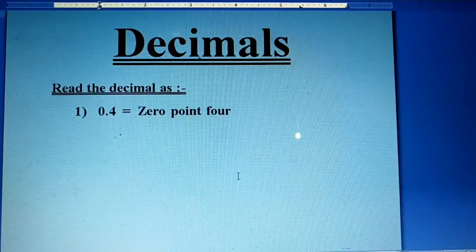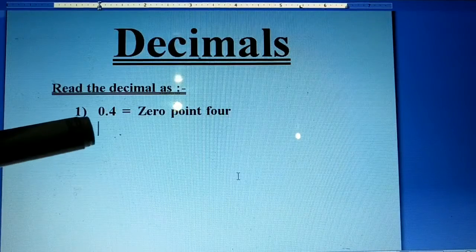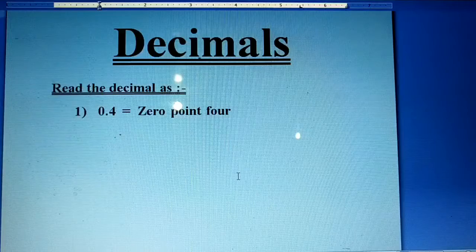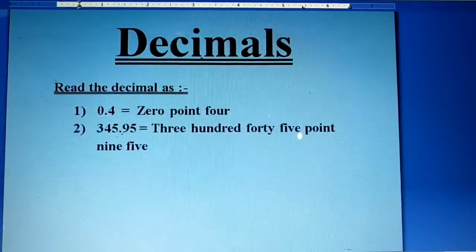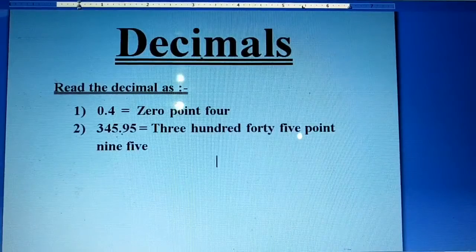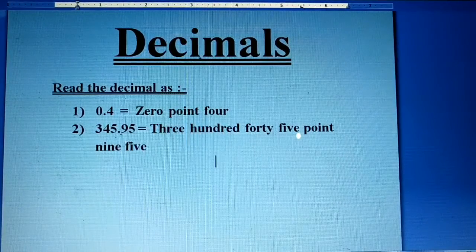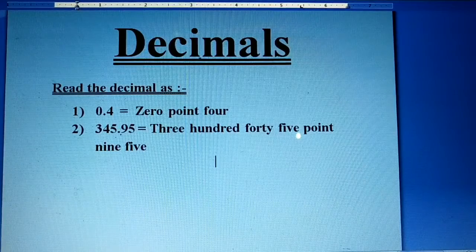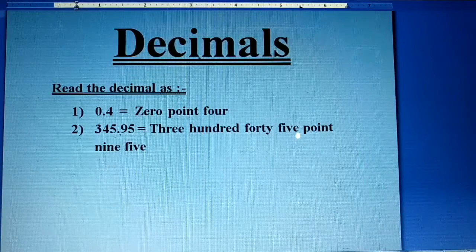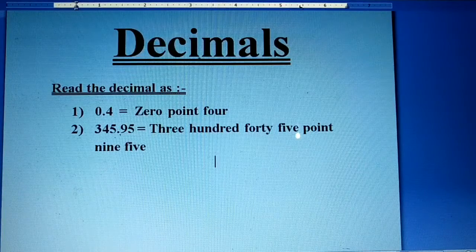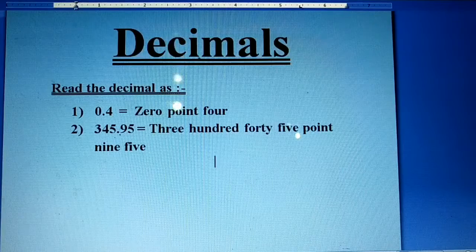Now we will see how to read decimal numbers. See, number 1, 0.4. So we will read it as zero point four. See the second number, 345.95. It is wrong to read it as three hundred forty-five point ninety-five. So we will read it as three four five point nine five. Why? Because after the point, all the digits we read separately.